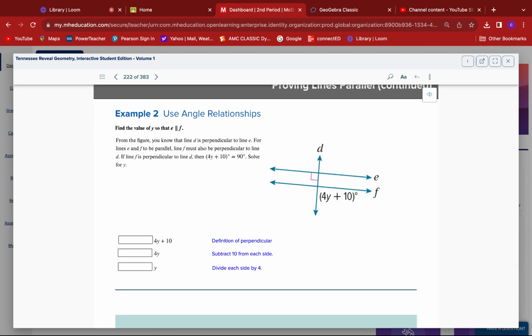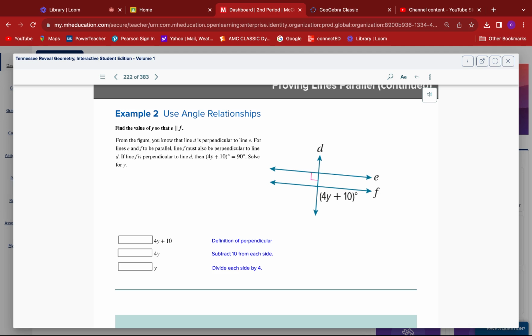I'm moving on. All right, example number 2. I see a little box here. That means 90 degrees, and the word perpendicular means the same thing. So I've got 2 things. They're both on D. It crosses E and F, so D is my transversal. You'll know that D is perpendicular to line E. For lines E and F to be parallel, line F must also be perpendicular to D. Well, yeah, that makes sense. 90 plus 90 is 180.